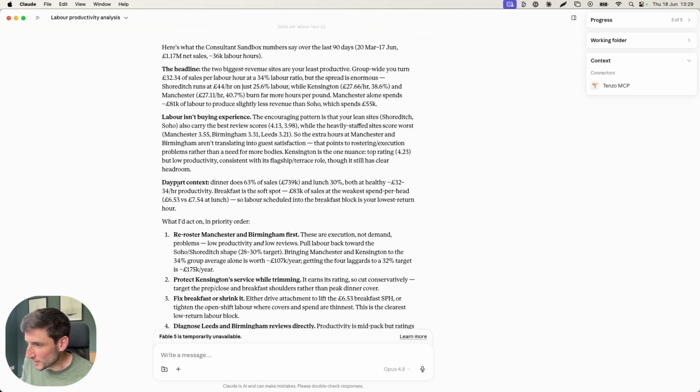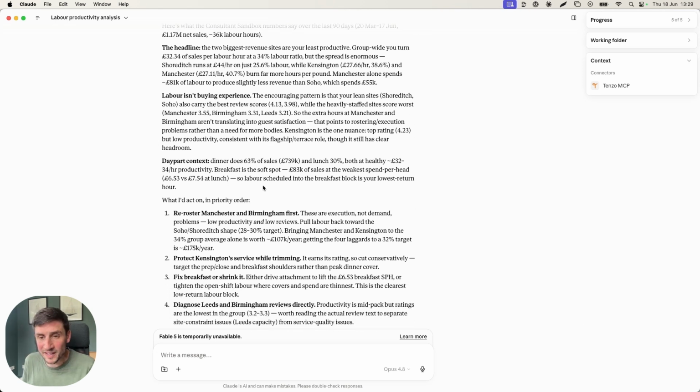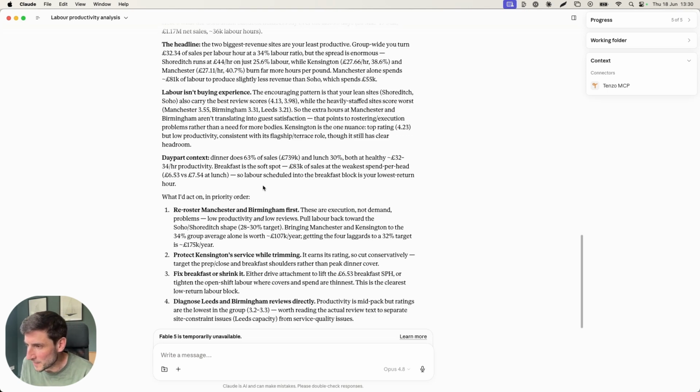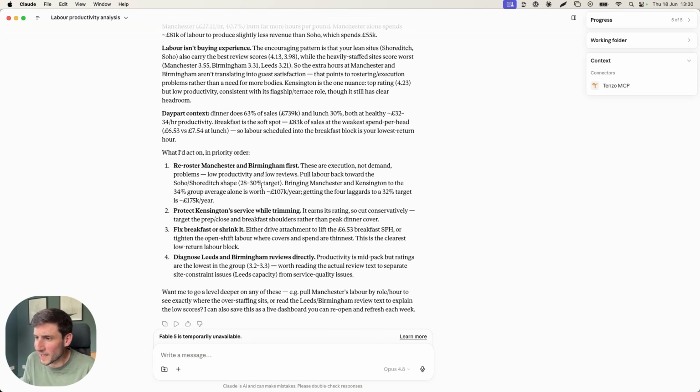It has also looked at my Daypart. So in Tenzo, you can define as many Dayparts as you want. You just give the times of those Dayparts, and then it will be able to go and look at that by Daypart. And what I like about this, it also gives a few recommendations on what we would do.